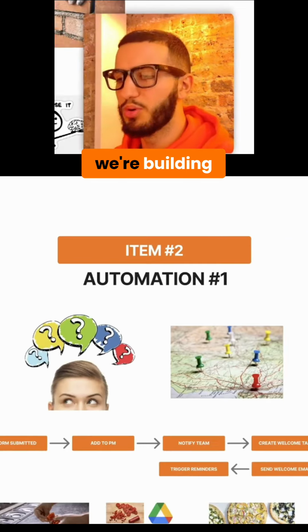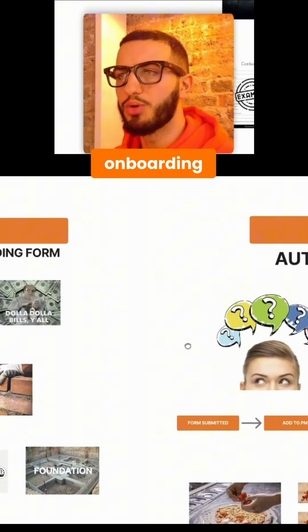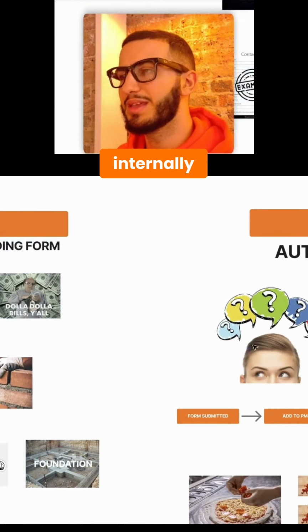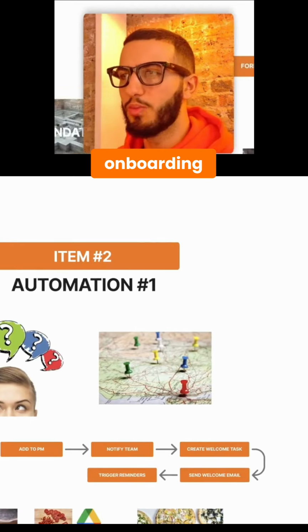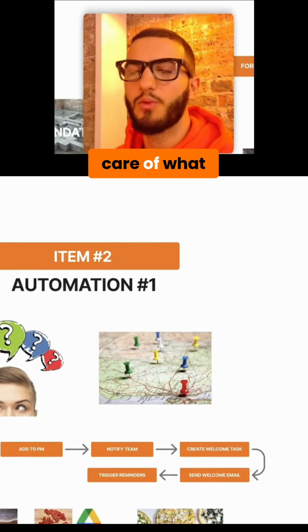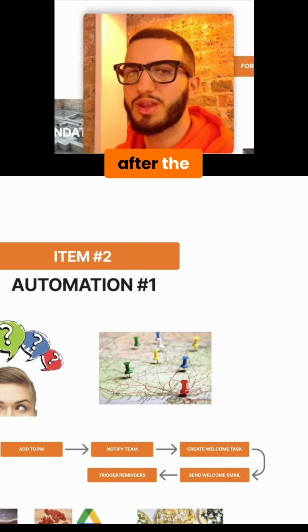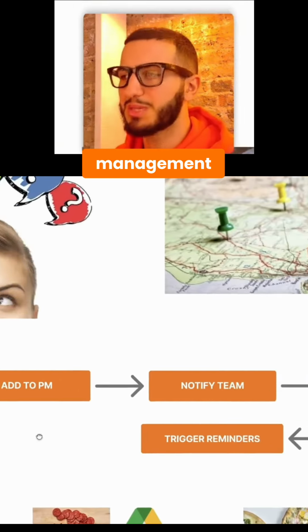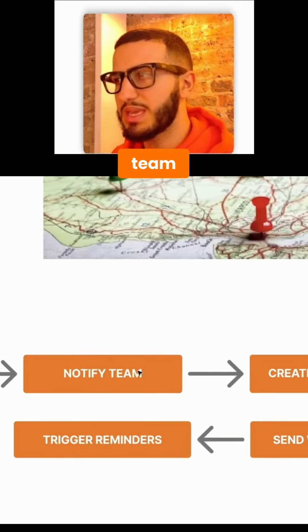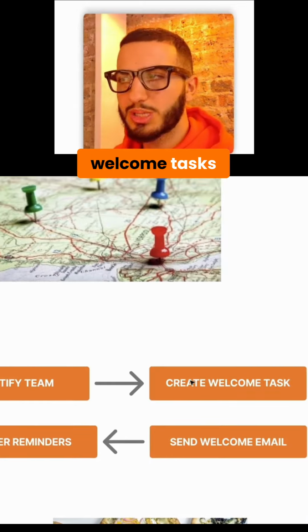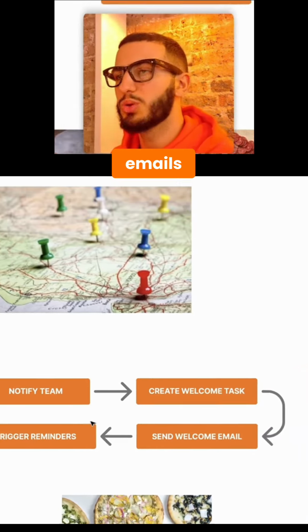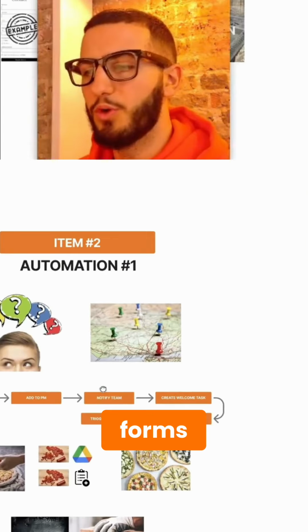So in this case, now we're building out the first automation. We've got our onboarding form, which will basically act as the trigger of how we're actually logging the client internally. Now we want to deal with a quick onboarding automation, which will basically take care of what should happen immediately after the client is signed. This is where we're going to be doing different things such as adding them to our project management system, maybe notifying our team, maybe creating welcome tasks for our team to get them started, maybe sending off different welcome emails, or even sending out different reminders for onboarding forms externally.